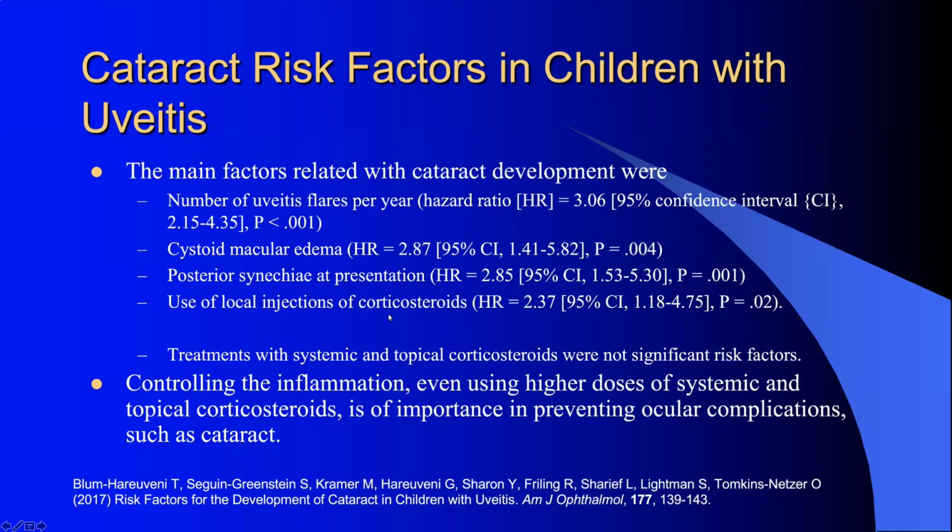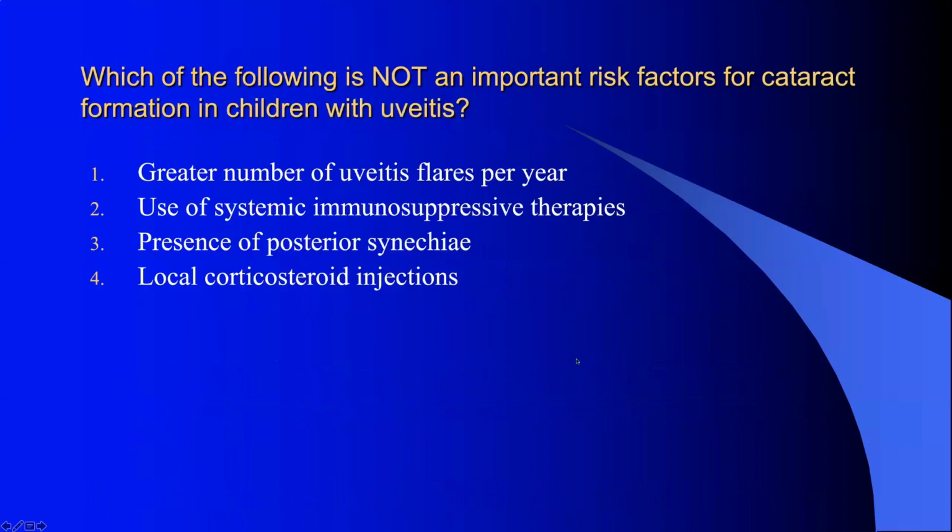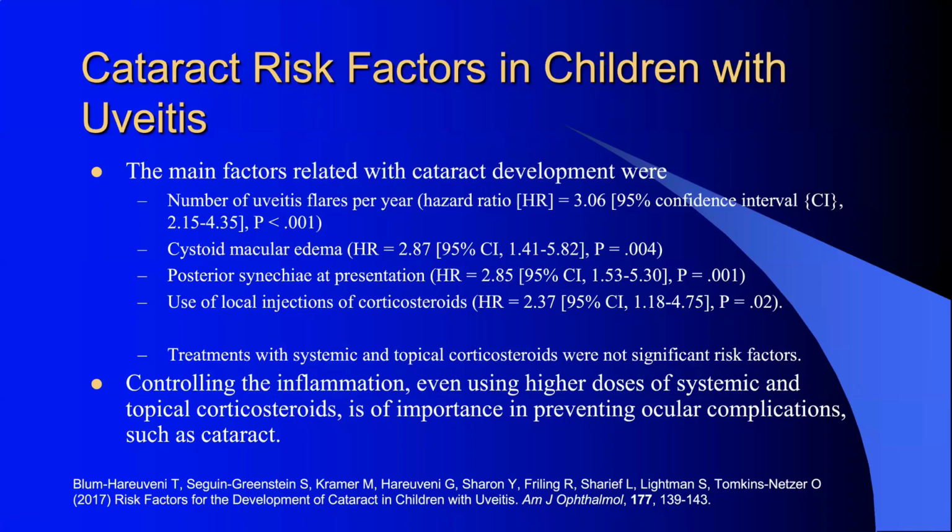There are two important studies. The main risk factors from the British study, a retrospective study, for cataract development were the number of uveitis flares, presence of other things like cystoid macular edema and posterior synechia, which are structural complications, and the use of local corticosteroid injections. Interestingly, treatment with systemic and topical steroids were not significant risk factors in that study. But I think what that study implied was that controlling inflammation, even with higher doses of steroids, is of importance in preventing ocular complications. So this is an important takeaway.